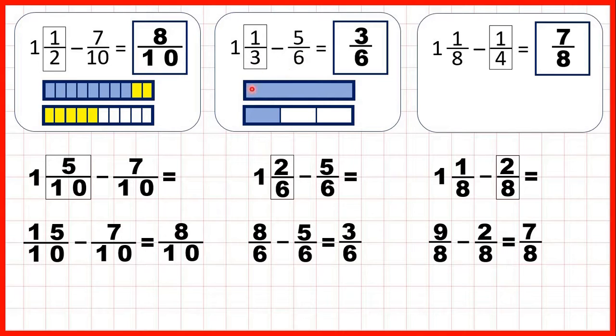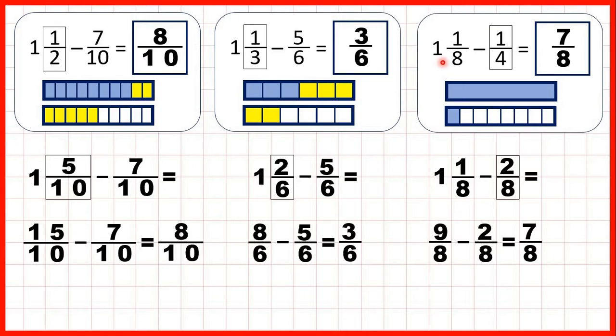Then we started with 1 and 1/3, but we were taking away sixths. So first we saw that 1 and 1/3 is the same as 1 and 2/6, but because we needed to take 5/6 away, we needed to turn our 1 whole into sixths as well. So that's 8/6. Then we could subtract 1, 2, 3, 4, 5 of those sixths to leave us 3/6 as our answer.